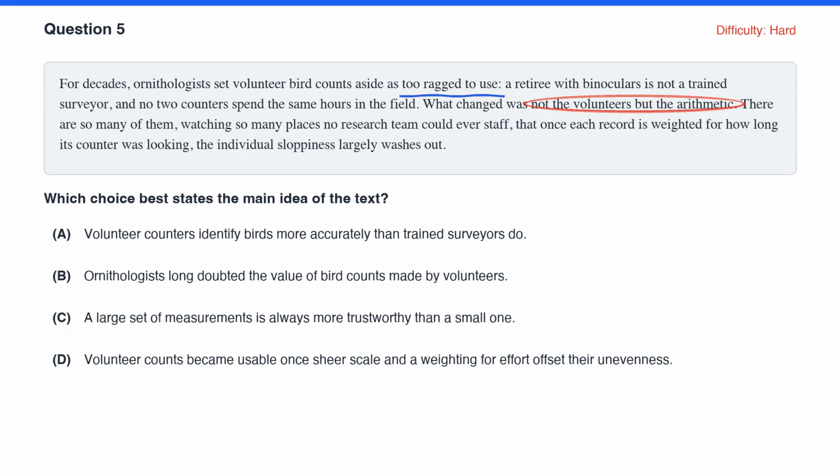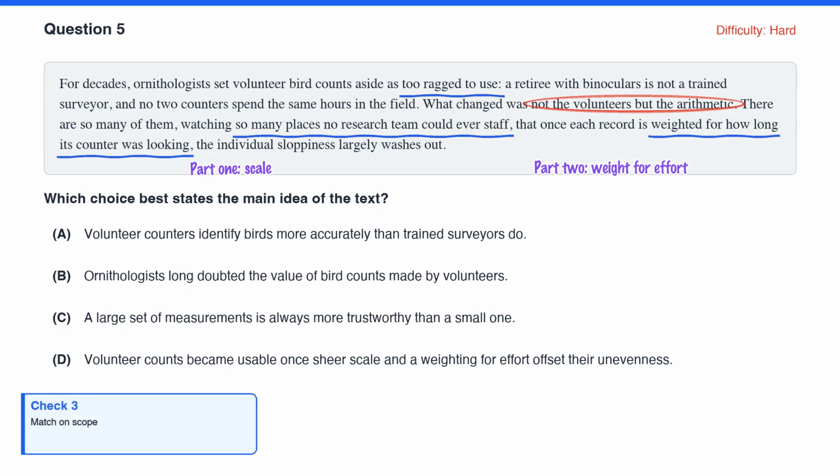Now read the last sentence slowly, because it carries 2 things and not one. There are so many observers, covering ground no research team could ever staff. And each record is weighted for how long its counter was looking. Scale plus a correction for effort. Hold on to both. Check 3. Match on scope, and every trap here drops a half or stretches a word.